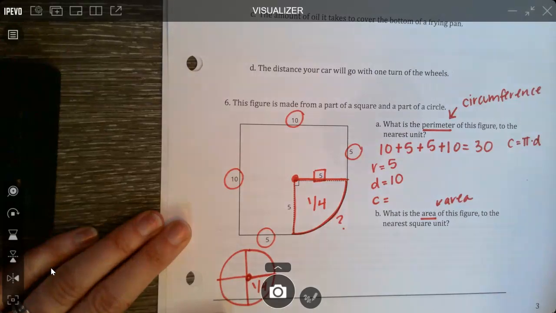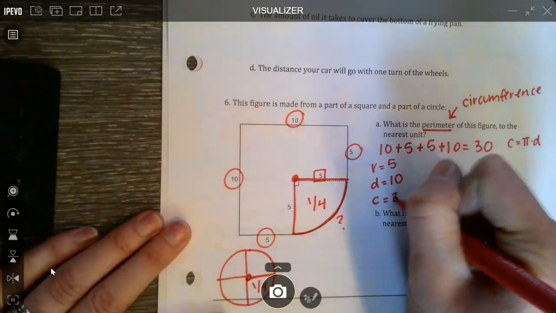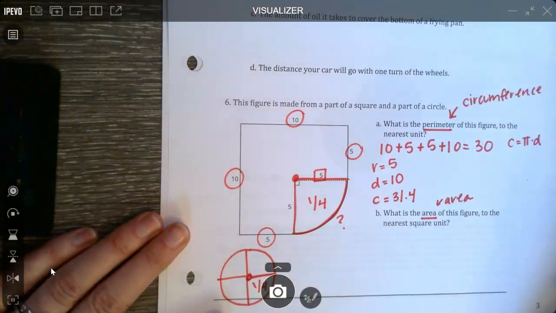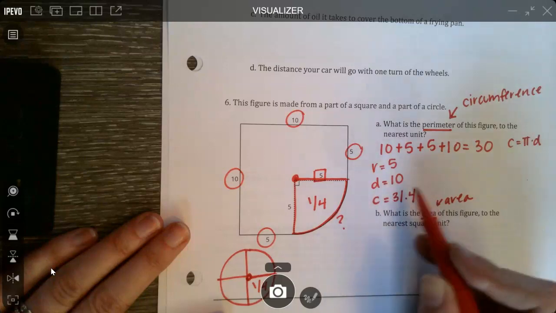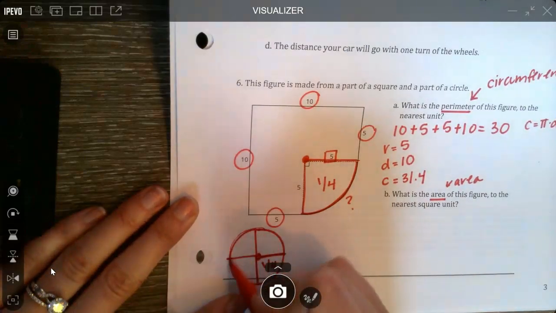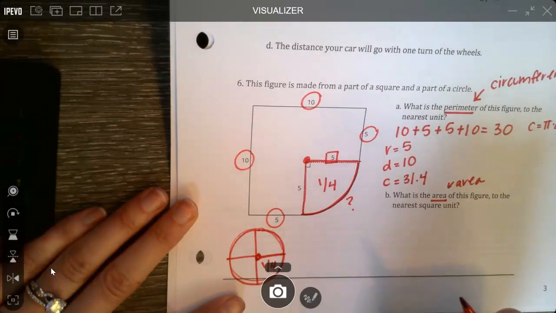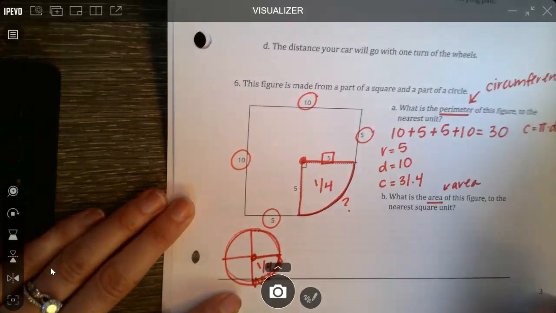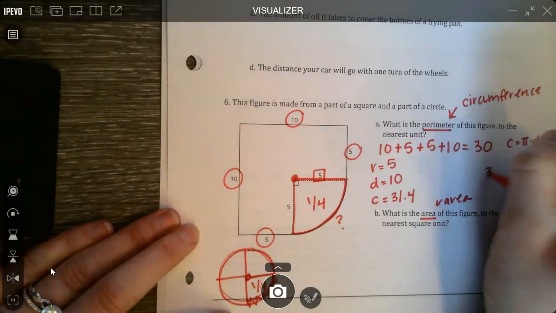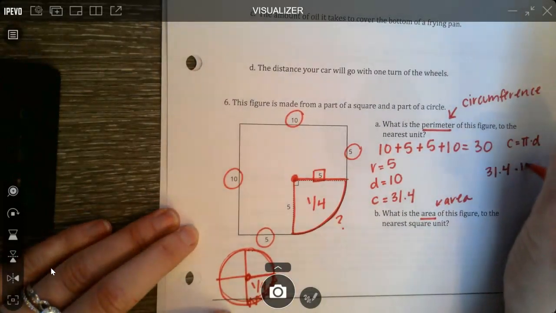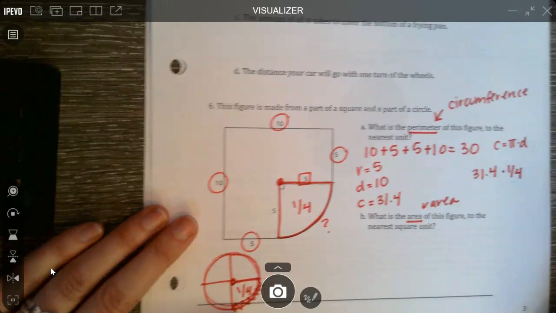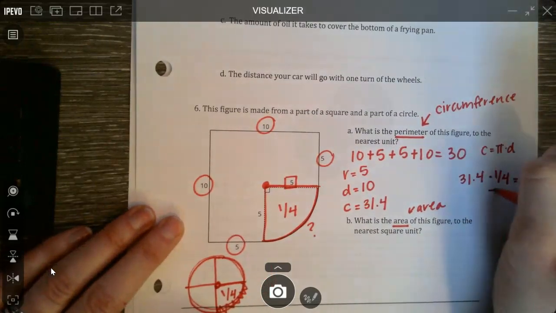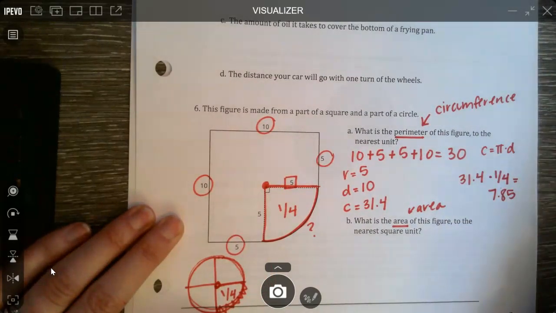So 3.14 times 10. Well, in my calculator, 3.14 times 10, what do we get? 31.4. But again, I don't want the whole circumference. That would be this whole circle. That's not what I want. I only want this section right here. So that means I need to take 31.4 and times 1/4. You could also divide by 4. When you do that, you should get 7.85. So that's what I want.